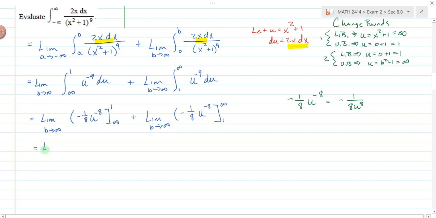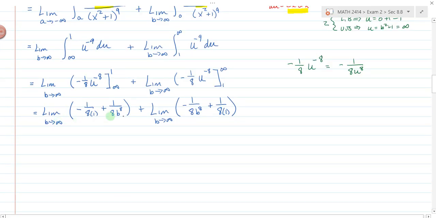So this is going to be the limit as b approaches infinity of, we're going to plug in our upper bound, and that's going to give us a negative 1 over 8 times 1 minus a negative, so that'll be plus 1 over 8b to the 8th, plus the limit as b approaches infinity. When we plug in our upper bound, we're going to get a negative 1 over 8b to the 8th plus 1 over 8 times 1.